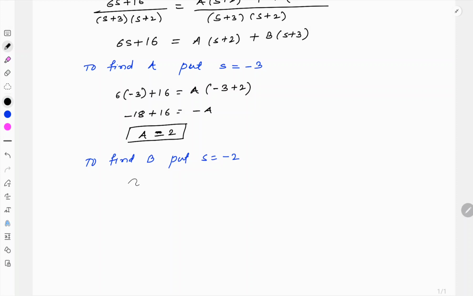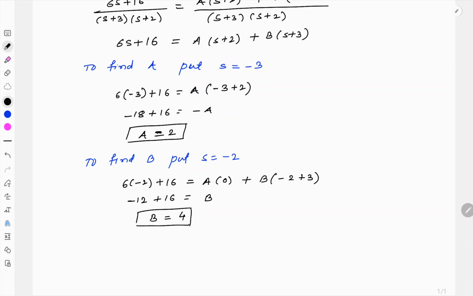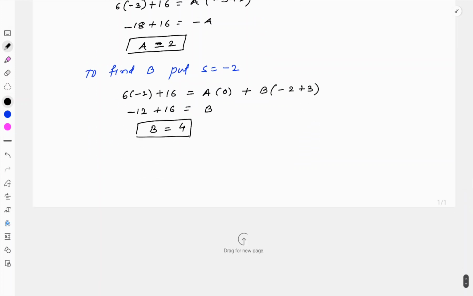So we can simplify it further now. So 6 into minus 2 plus 16 equal to a into minus 2 plus 2, which will become 0. So this term can be neglected, plus b into minus 2 plus 3. So it is minus 12 plus 16 equal to 3 minus 2 is 1, equal to b. So our b is equal to 4. So in this way we have obtained the coefficients a and b using partial fraction expansion.